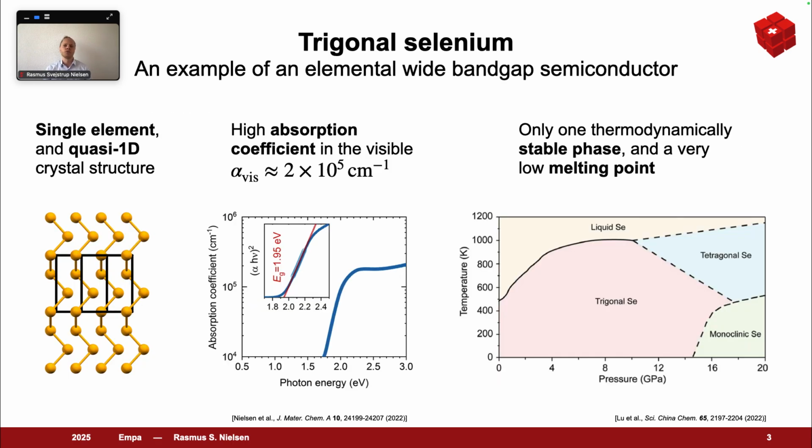But before we dive into the photo Hall technique, just allow me to pick a semiconductor that we'll use as a case study. Trigonal selenium is an elemental wide bandgap semiconductor with an interesting quasi-one-dimensional crystal structure and a very high absorption coefficient in the visible region. As the trigonal phase is the only thermodynamically stable one under standard conditions, and the melting point is quite low, it is easy and potentially super cheap to fabricate, and it could be used as a photovoltaic absorber material.